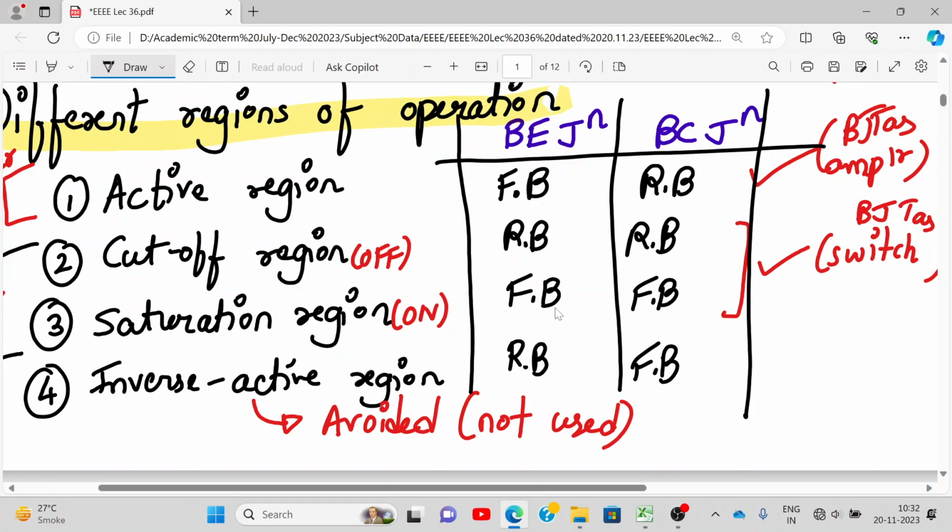In the active region, base emitter junction is forward bias, base collector junction is reverse bias. In cutoff, as I've written over there, the BJT is absolutely off. In the off state, both the junctions are reverse bias. And in saturation mode, the BJT is fully on. So in the fully on mode, your base emitter junction and base collector junction, both are forward bias. Easy to remember. Only you have to remember active region, that's it. Cutoff, it's off, so both are reverse bias. Saturation, it's fully on, so both are forward bias. Active, it's forward and reverse bias.